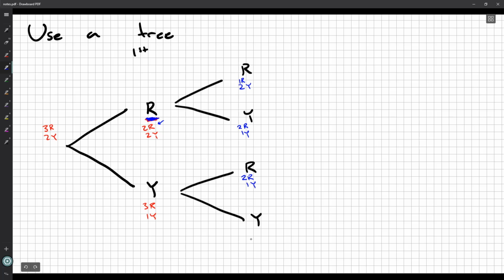2 reds, 1 yellow. And then down here, if I've drawn 2 yellows, so I drew a yellow and then I drew a yellow, I've got no more yellows to draw. And that's actually going to be kind of interesting because that will mean that my next draw is guaranteed to be red because the only thing left in the box is red.